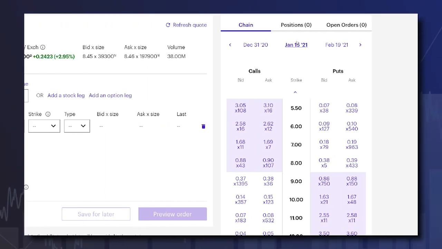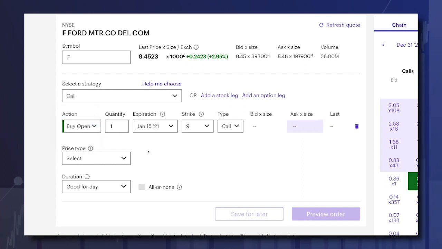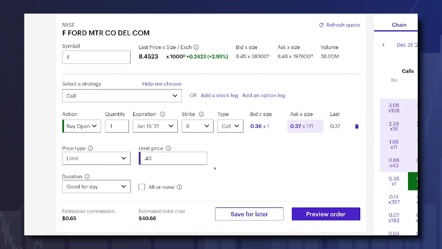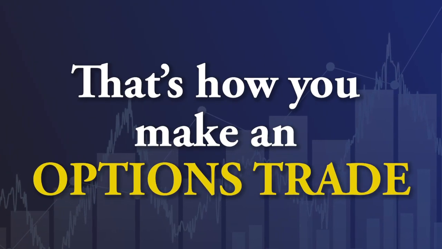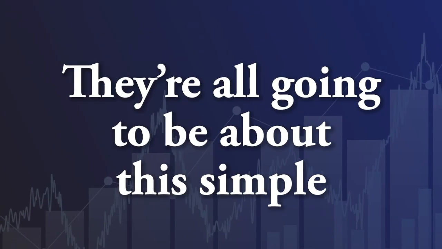But let's say we want to buy 4 January $9 calls. Really just come in here, click on it. We can buy to open, and that's about it. It's super simple here. Let me just show you. We want to do a limit order. So the current price looks like we can do a limit of 40 cents. Good for the day. Hit preview the order. You can see here it would cost us $40.66. Hit preview. It would confirm it, and there we go. That's how you make an option trade. Super simple. And really, as we go through this whole series of me looking at the various major brokerage platforms, they're all going to be about this simple.